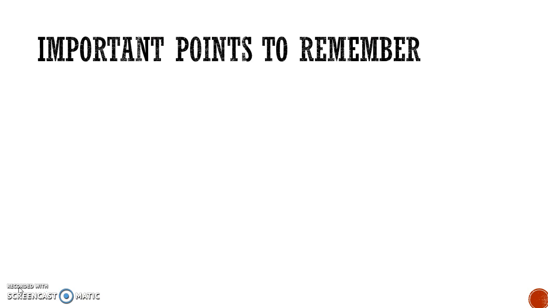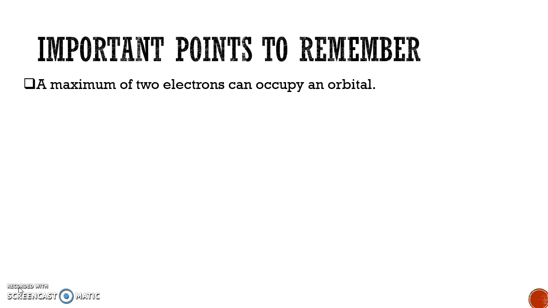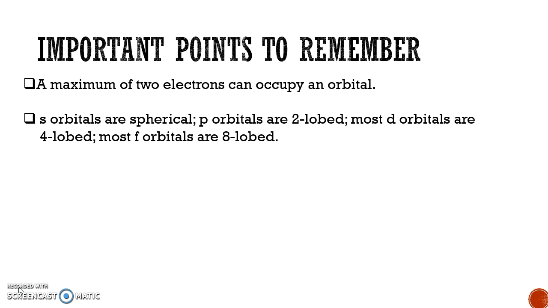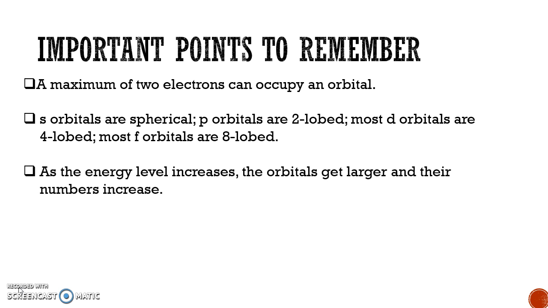What are the important points to remember in all this? Well, a maximum of 2 electrons can occupy a single orbital. The s orbitals are spherical, the p orbitals are 2-lobed, most d orbitals are 4-lobed, and most f orbitals are 8-lobed. That's the mathematical patterns we see. As the energy level increases, the orbitals get larger and their numbers increase. And by numbers increase, I mean for the first energy level, there is only one s orbital, but at the second energy level, you get both the s's and the p's.